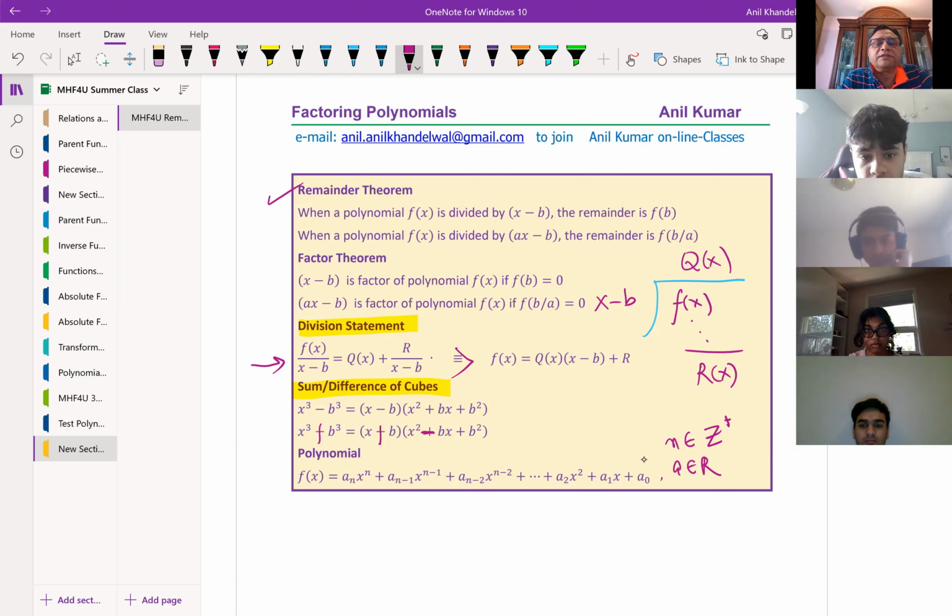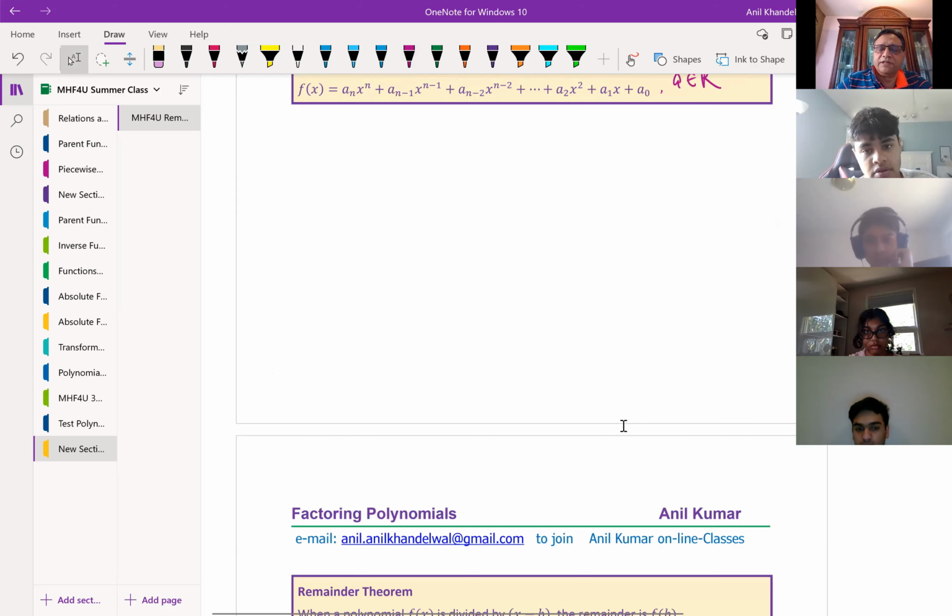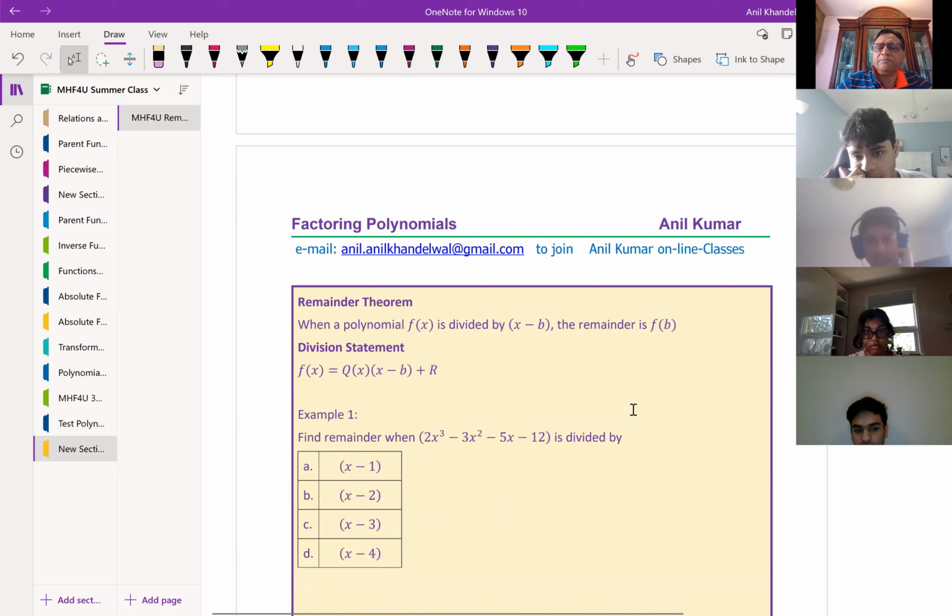Hamza, can you please read this statement? When a polynomial f(x) is divided by x minus b, the remainder is f(b). When the polynomial f(x) is divided by ax minus b, the remainder is f(b/a). Correct. So do you understand this statement? Yes. Okay, so we'll take up an example and really try to see what it means.